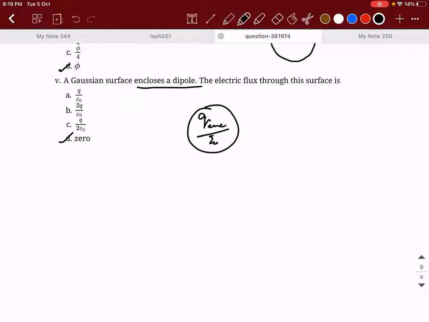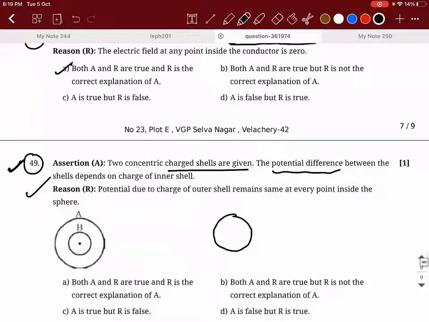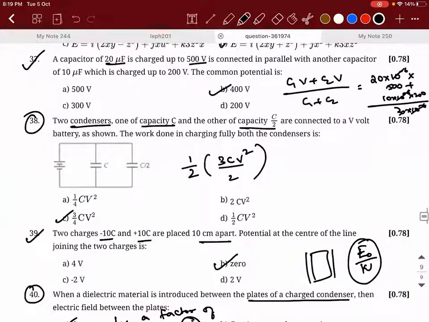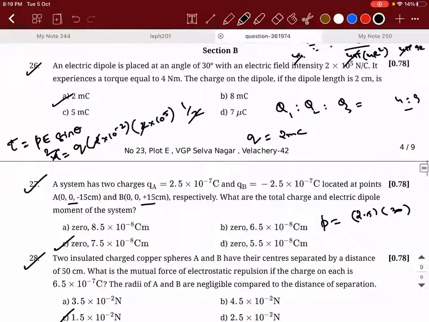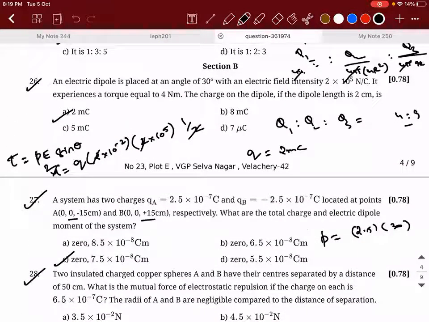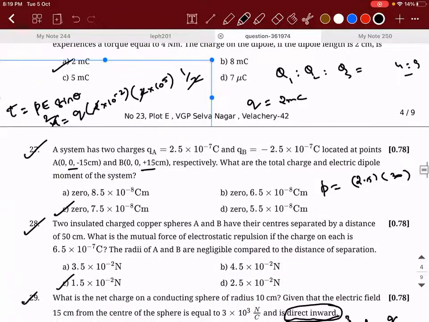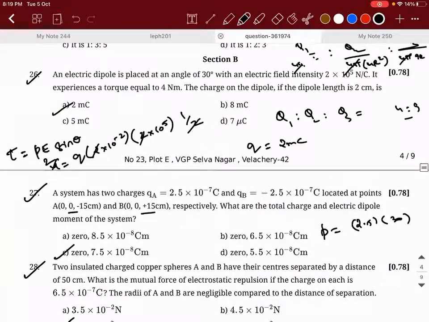Yeah, I removed it. Can you go to the 26th question, sir? 26. Tell me. Right, sir. Here, P is equal to Q into 2L. No, sir, you wrote Q into L. See, how is dipole moment defined? Charge multiplied with the distance of separation between them. You need to be very careful there. Correct? You're able to understand what I'm trying to say?